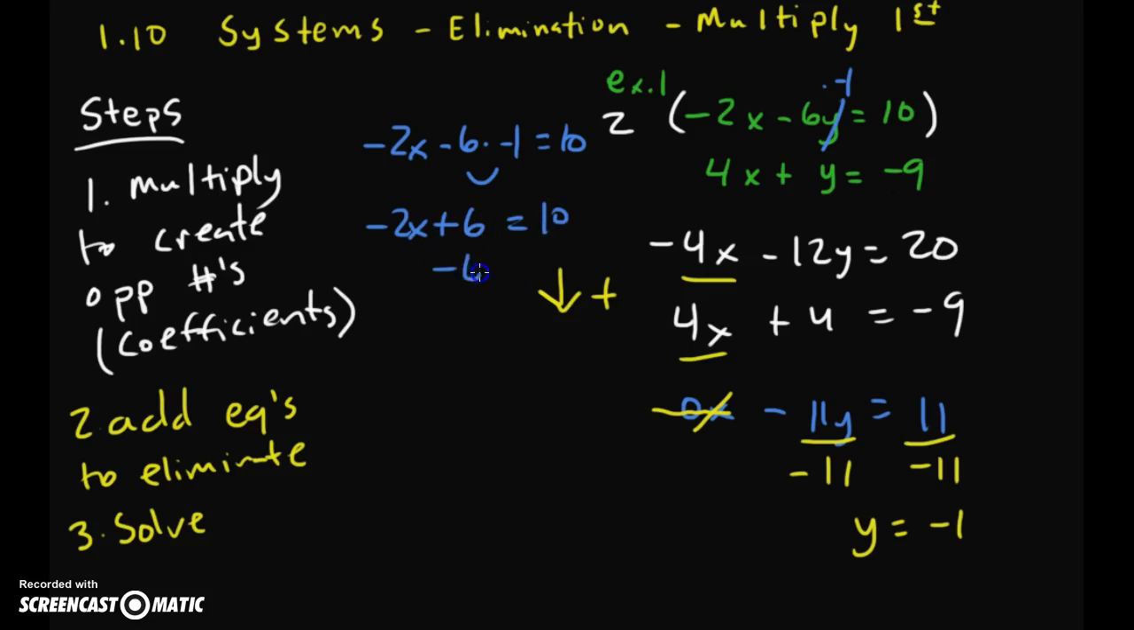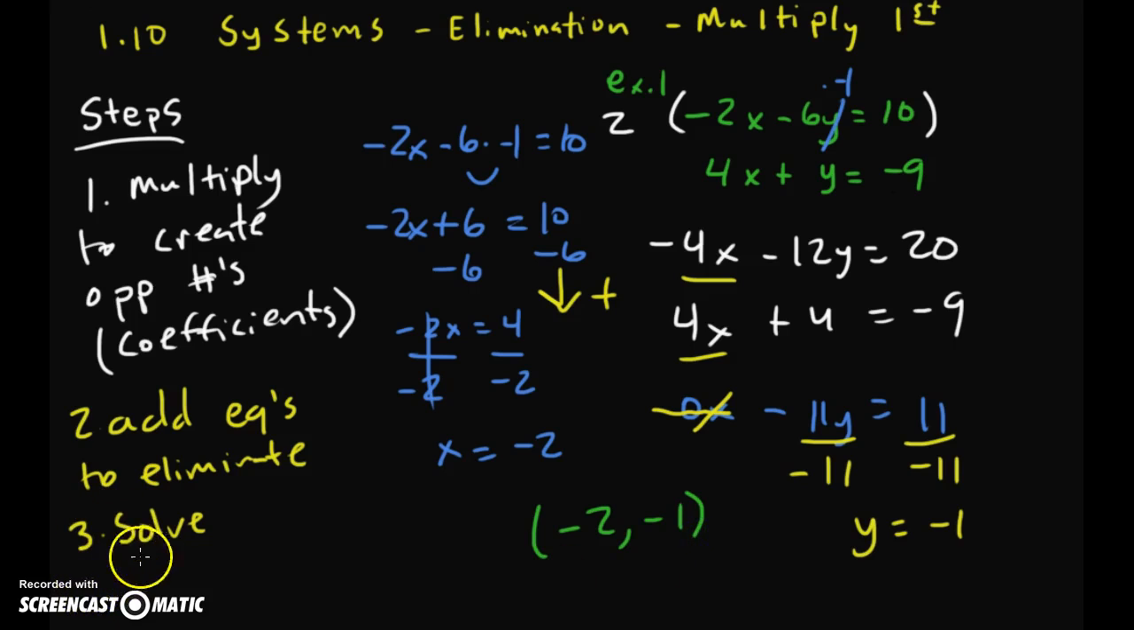And now we can do inverse operations. We're going to minus, and we get negative 2x equals 4. And then we can go ahead and divide by negative 2. Divide by negative 2, and we're left with x equals negative 2. And our coordinate point here can be written as (negative 2, negative 1).